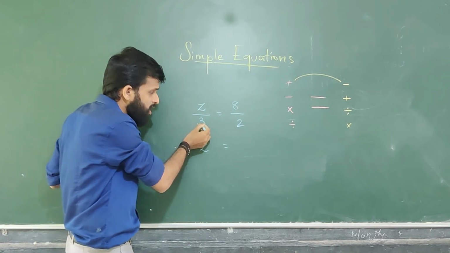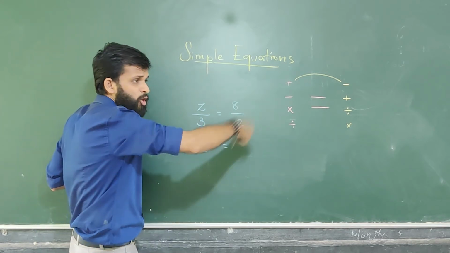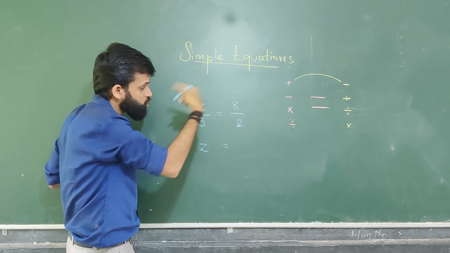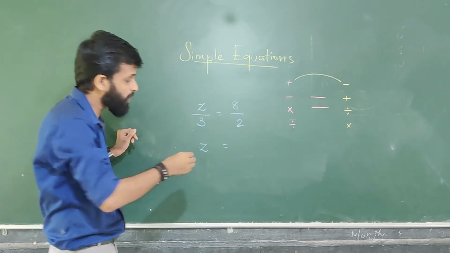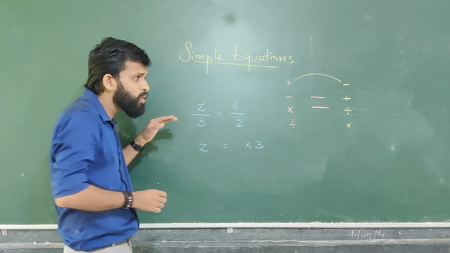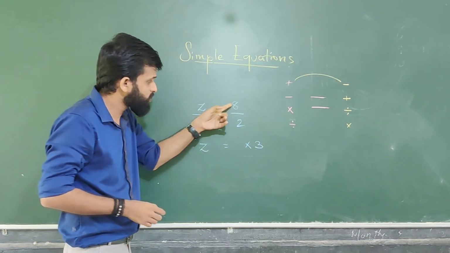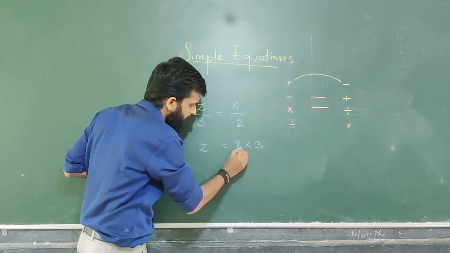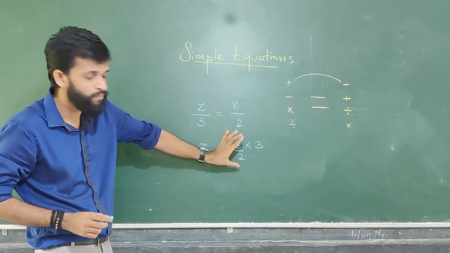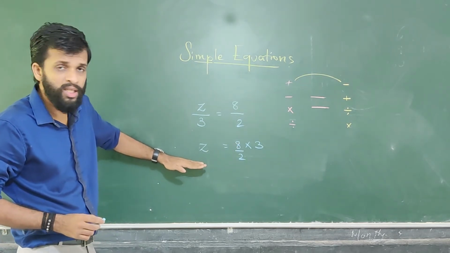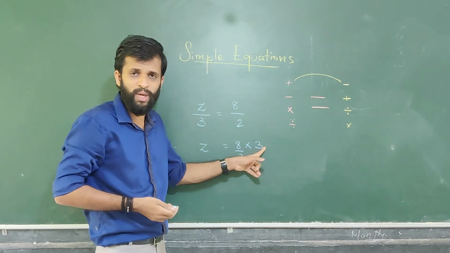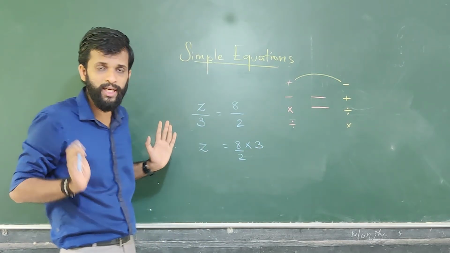Now 3, I want to take it on the other side. It is right now divided. When it goes on the other side, it gets multiplied. It will be multiplied. But with what is it multiplying? It is multiplying with 8 upon 2. This was your expression, fraction here. 3, which was under division on the left side of equal to, on the right hand side it gets multiplied. So this is what we will get.